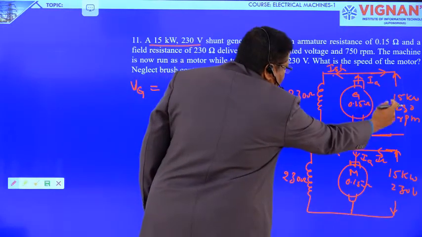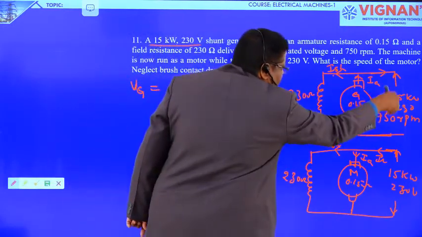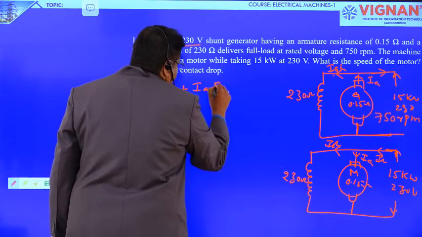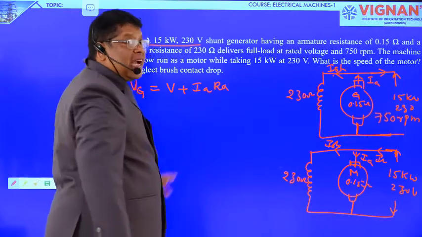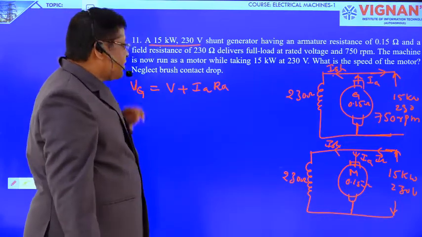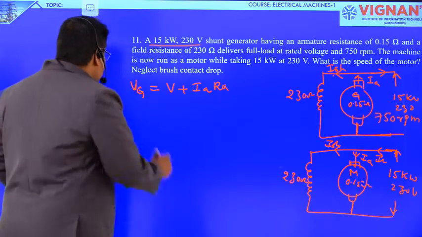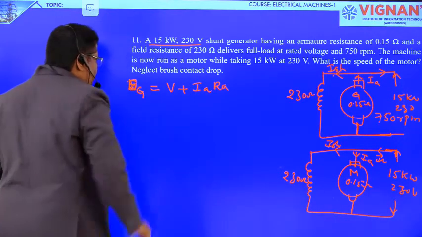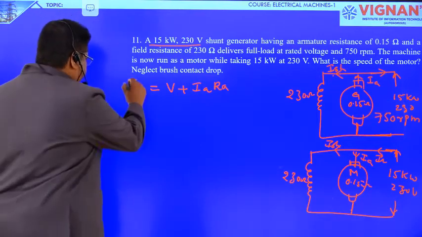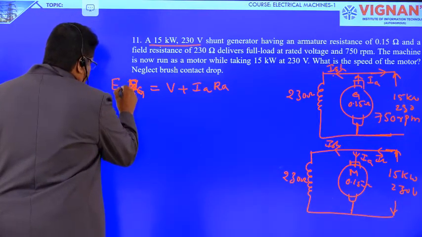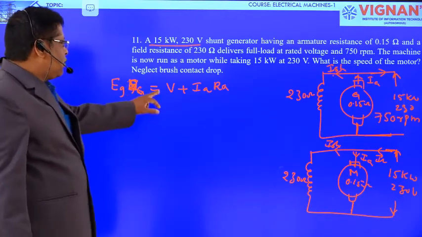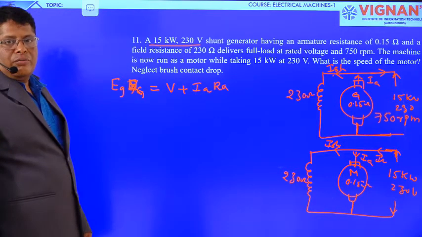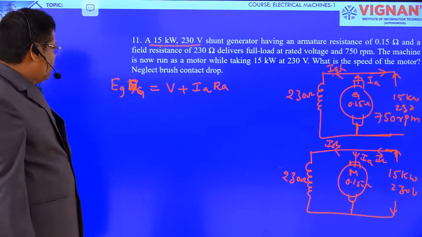see here output voltage, if you apply the KVL in this loop, V plus IA RA. As a generator, I have taken the VG as a generator, you take it as EG, the generated voltage. EG equal to V plus IA RA if you neglect the brush voltage drop. See here.